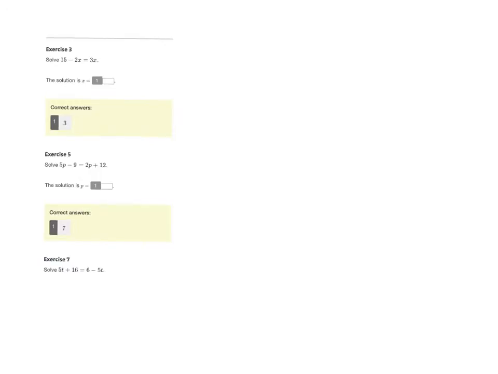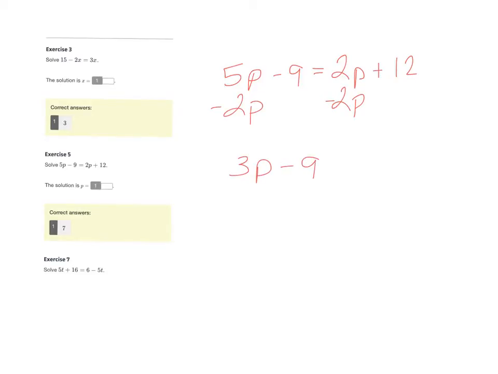Second problem on the homework was 5p minus 9 is equal to 2p plus 12. Now I have some options here. I can subtract 5p from both sides, and that would give me a negative 3p over here. Or I could minus 2p from both sides, and this would stay positive. So I'm going to do that one because it'll save me one step in the end. So I'm just going to minus 2p, that gives me 3p minus 9 is equal to 12.